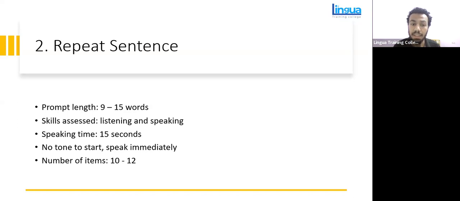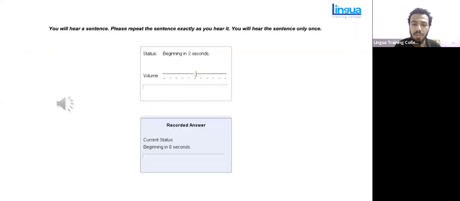You listen and then speak. These are the two skills assessed in this question. You are given 15 seconds, not 15 minutes, to answer, and the question is repeated 10 to 12 times. That's how the question looks like. And let's listen to one.